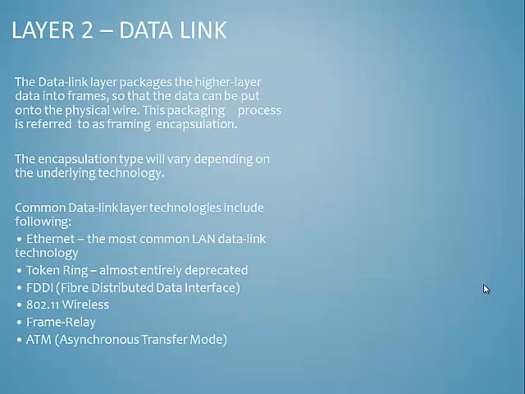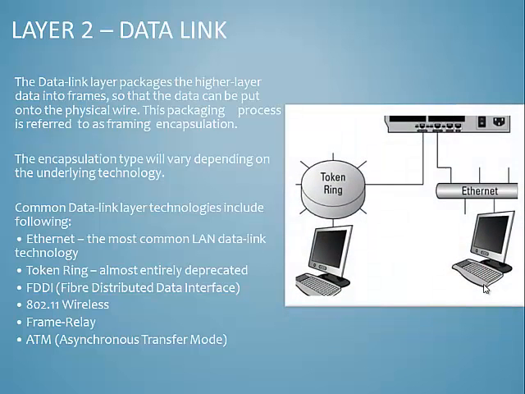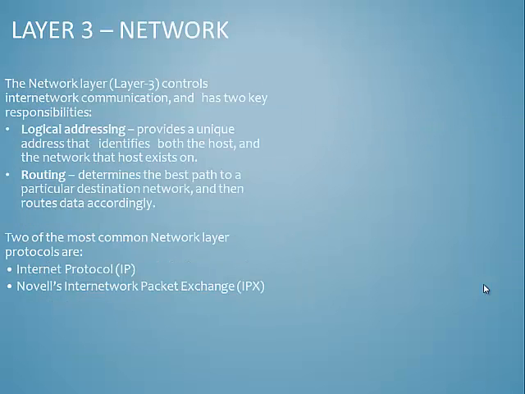Layer 2. Data link. The data link layer packages the higher layer data into frames so that the data can be put onto the physical wire. The packaging process is referred to as framing or encapsulation. The encapsulation type will vary depending on the underlying technology. Common data link layer technologies include the following: Ethernet, Token Ring, FDDI, etc.